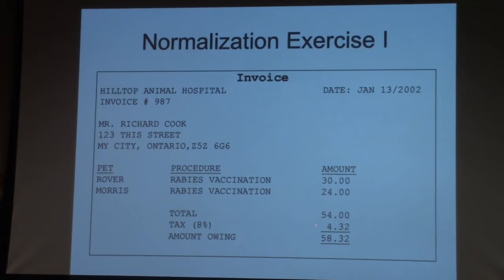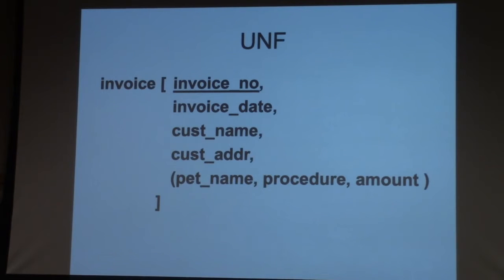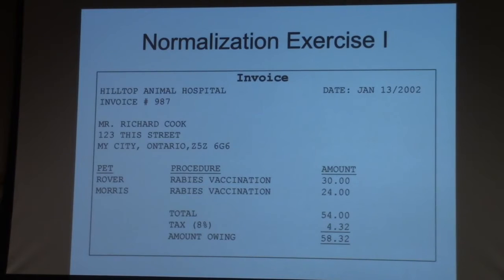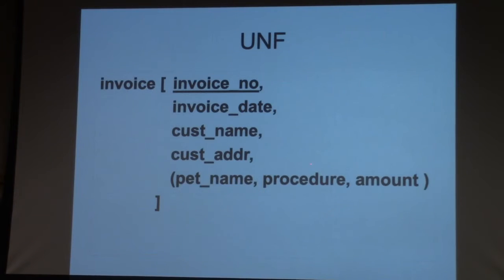Okay. Then also this can be calculated. Total can be calculated, based on the tax. So then we can finally have a normalization form like the invoice number, the date, customer name, customer address. You can realize the customer may bring many pets, multiple pets, and also multiple procedures in one invoice. That makes sense. So we are going to use parentheses to represent multiple.